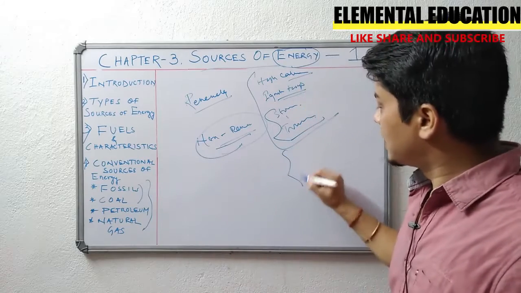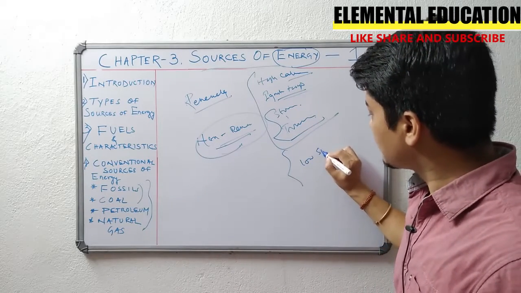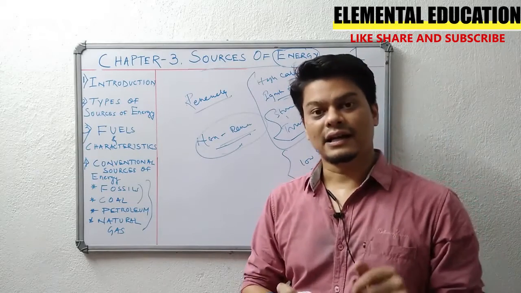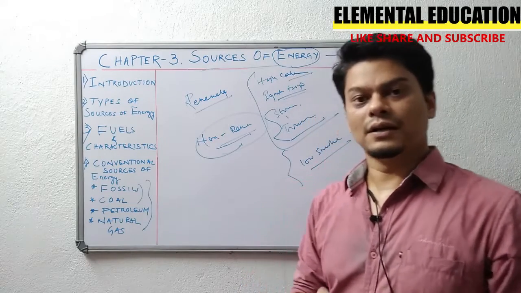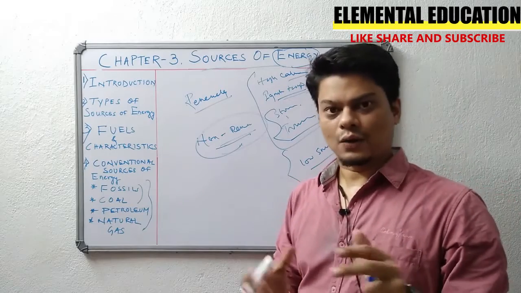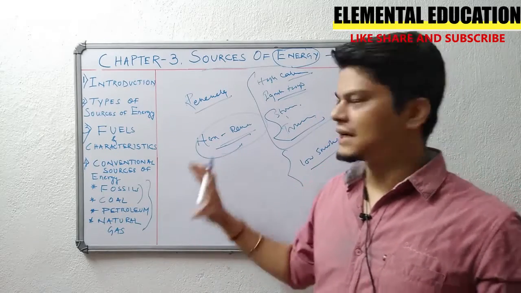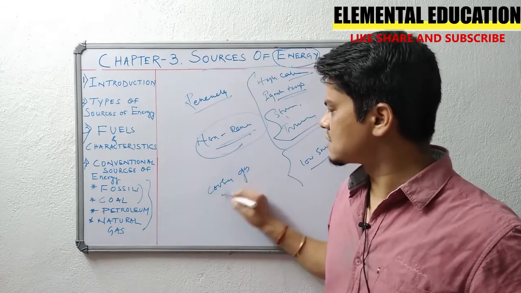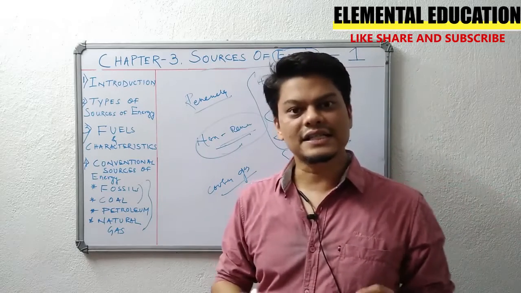And moreover, it should have low smoke. That's the major thing. You might have seen that earlier people were using wood to burn and cook their food. Now they have been replaced by cooking gas. What is the cooking gas doing? Cooking gas has low smoke and it is easy to store.